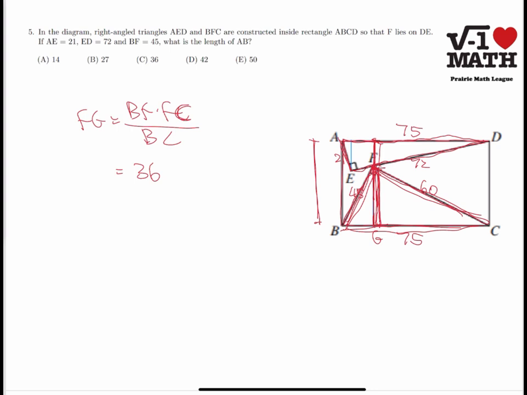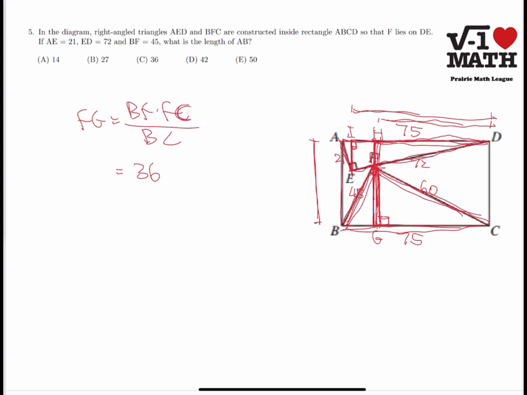Now this length is quite a bit harder to find, but notice that in much the same way we found FG, we can find the length of this altitude over here. By the way, these are altitudes, so these are 90 degrees. Let's call these H and I. Notice that EID is similar to FHD. So now we just need to figure out this length and this length, because the ratio of this to this is equal to the ratio of this length to this length.